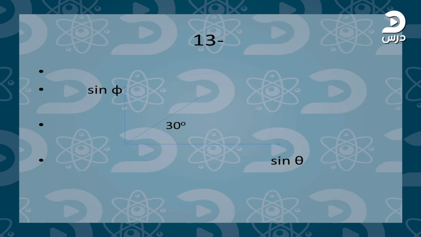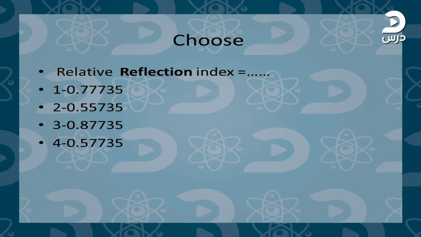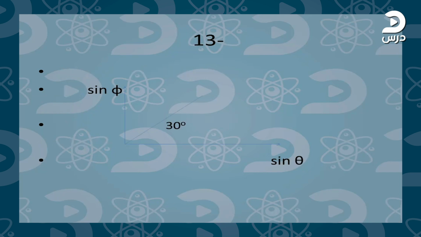Question number 13. The graph between sin phi and sin theta, and they give me the angle 30. So the graph is between sin phi and sin theta. So is the relative refractive index 0.77735, 0.55735, 0.87735, or 0.57735? Before we see the answer, let's think.